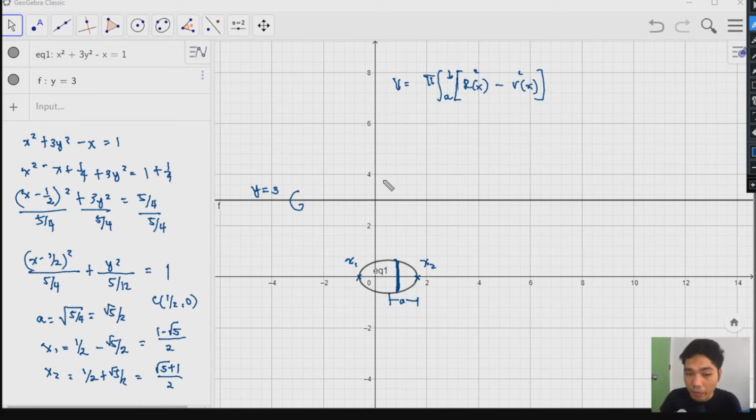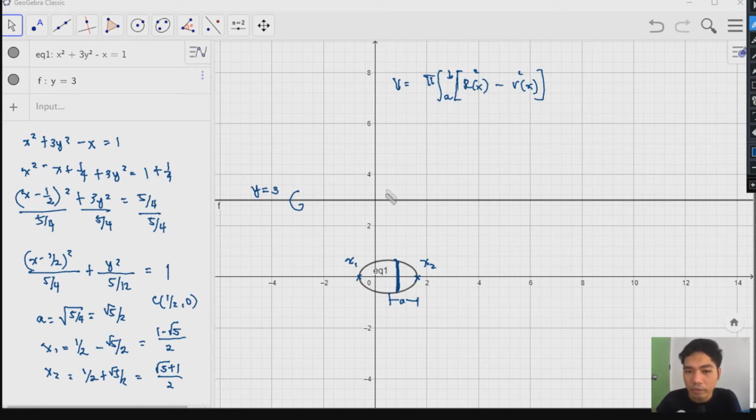So I will be solving this in two ways. So unahin natin yung, or probably three ways. Unahin natin itong general concept ng washer method, and then let's check this using the theorem of Pappus as well. So if we start with the outer radius, we could see, so ganito yung gagawin natin, no?